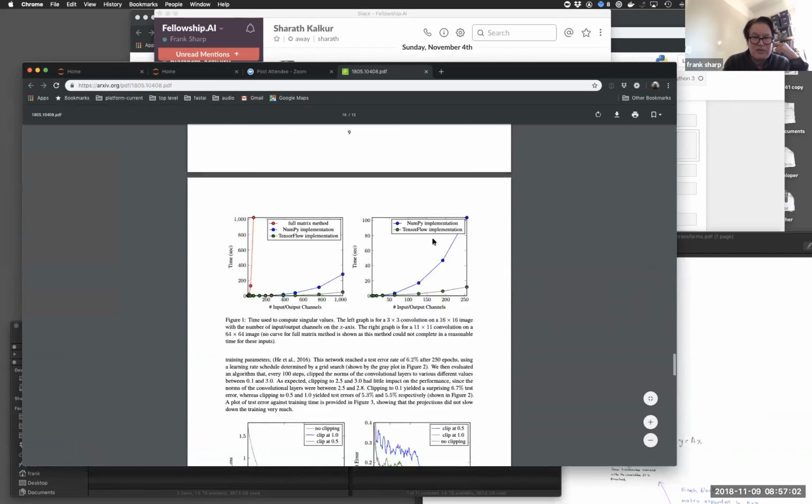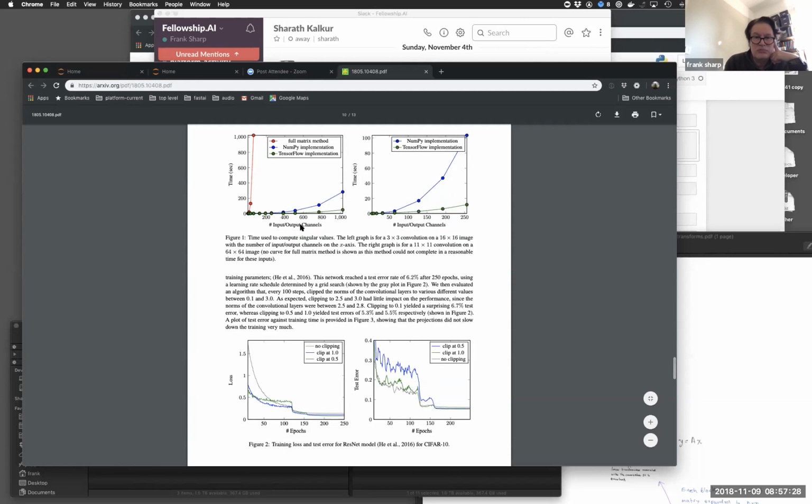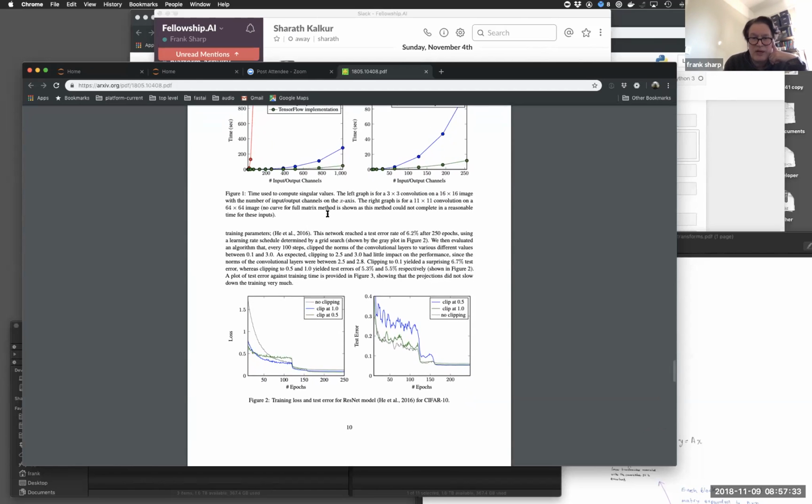Let's talk about these. Here's the time it takes. As you can see, the full matrix method is totally impractical. It's just off the charts past a certain level. And these are small: 3x3 convolution, 16x16 images, 11x11 convolution, 64. These are small, whereas we're using like 224 by 224.